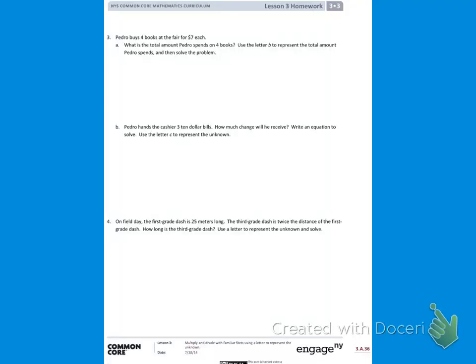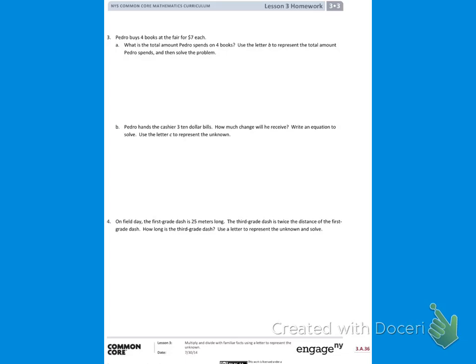Module 3, Lesson 3's objective is to multiply and divide familiar facts using a letter to represent the unknown. Item 3. Pedro buys 4 books at the fair for $7 each. What is the total amount Pedro spends on 4 books? Use the letter B to represent the total amount Pedro spends and then solve the problem.